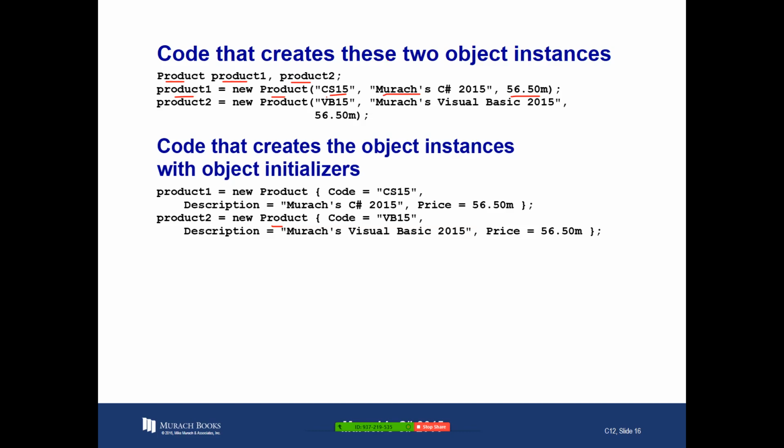So that is code that creates these two object instances. Here is code that creates the object instances with object initializers. This is just another way of doing it, where we're setting the properties equal to these string values inside the curly braces like this.